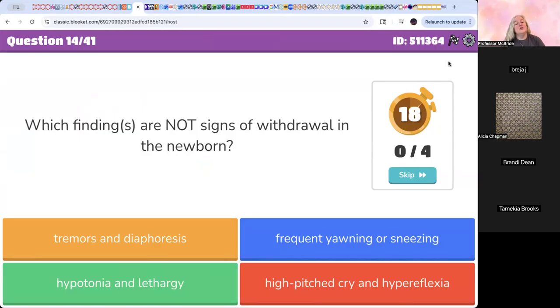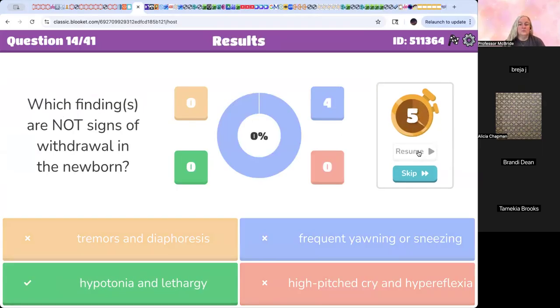Which findings are not signs of withdrawal in the newborn? Okay, so it says which is not. Everything on here is, except for green. Tremors, diaphoresis, frequent yawning, frequent sneezing, high-pitched cry, hyperreflexia. So for this, everything is excitable.